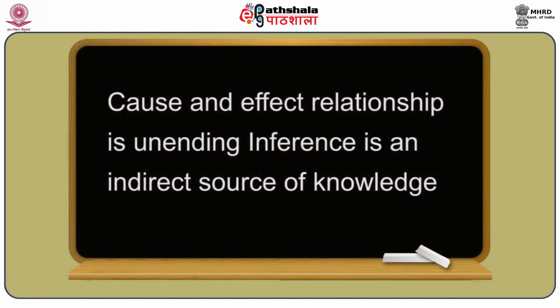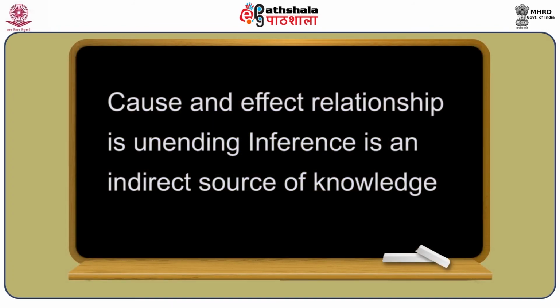Now, if you see into the relationship of cause and effect, it can be stated that the cause gives rise to a particular effect. Now, that very particular effect becomes the cause for the next effect. So, there's this relationship between cause and effect which is unending. Inference is an indirect source of knowledge, especially when it serves to correct illusion. It has to be remembered that when it serves to correct illusion.